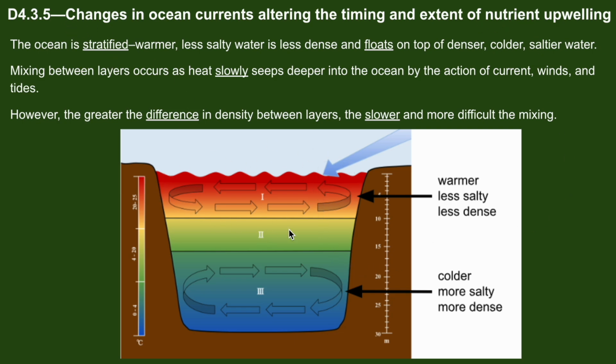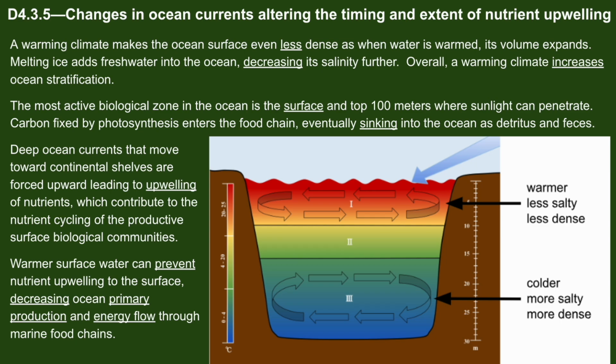We have warmer, less salty water. It's less dense, so it floats on top of the colder, saltier, denser water. Mixing between the layers occurs as heat slowly seeps deeper into the ocean through currents, winds, and tides. However, the greater the difference in density between the layers, the slower and more difficult the mixing. So the bigger the difference, the less mixing occurs.